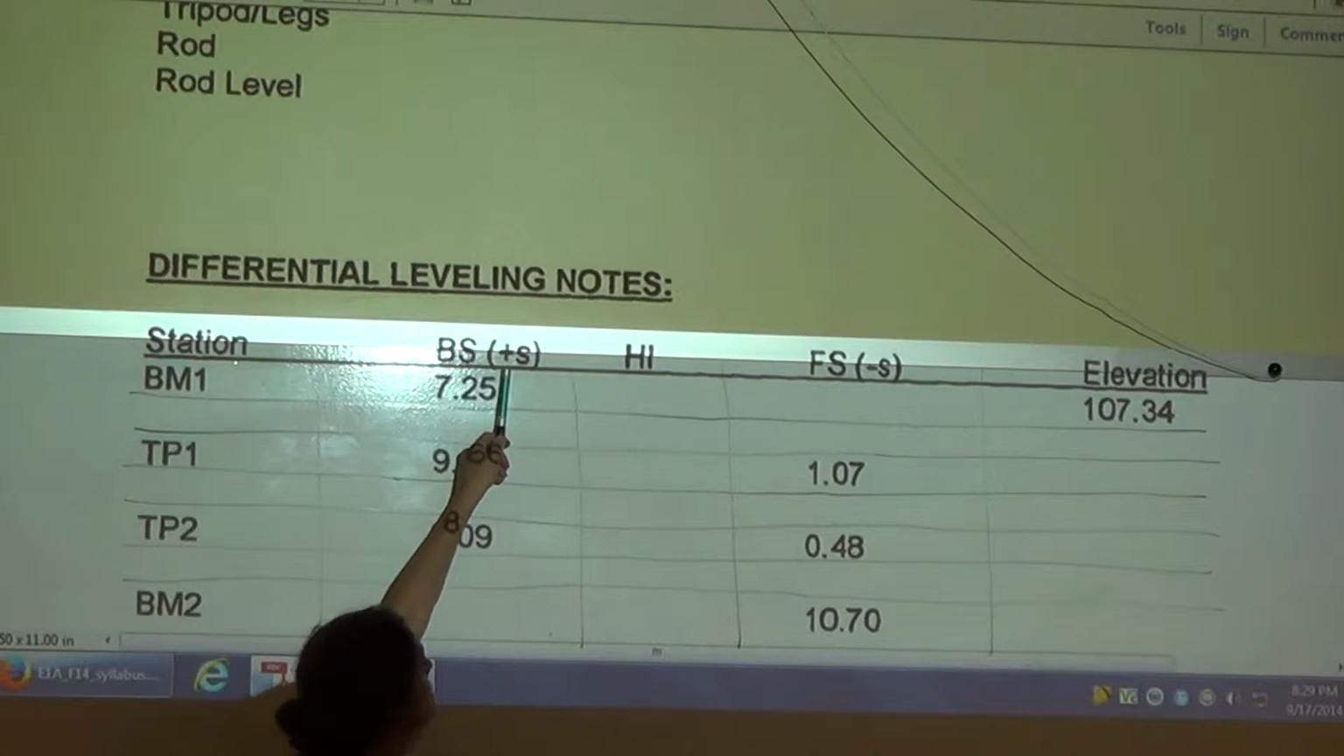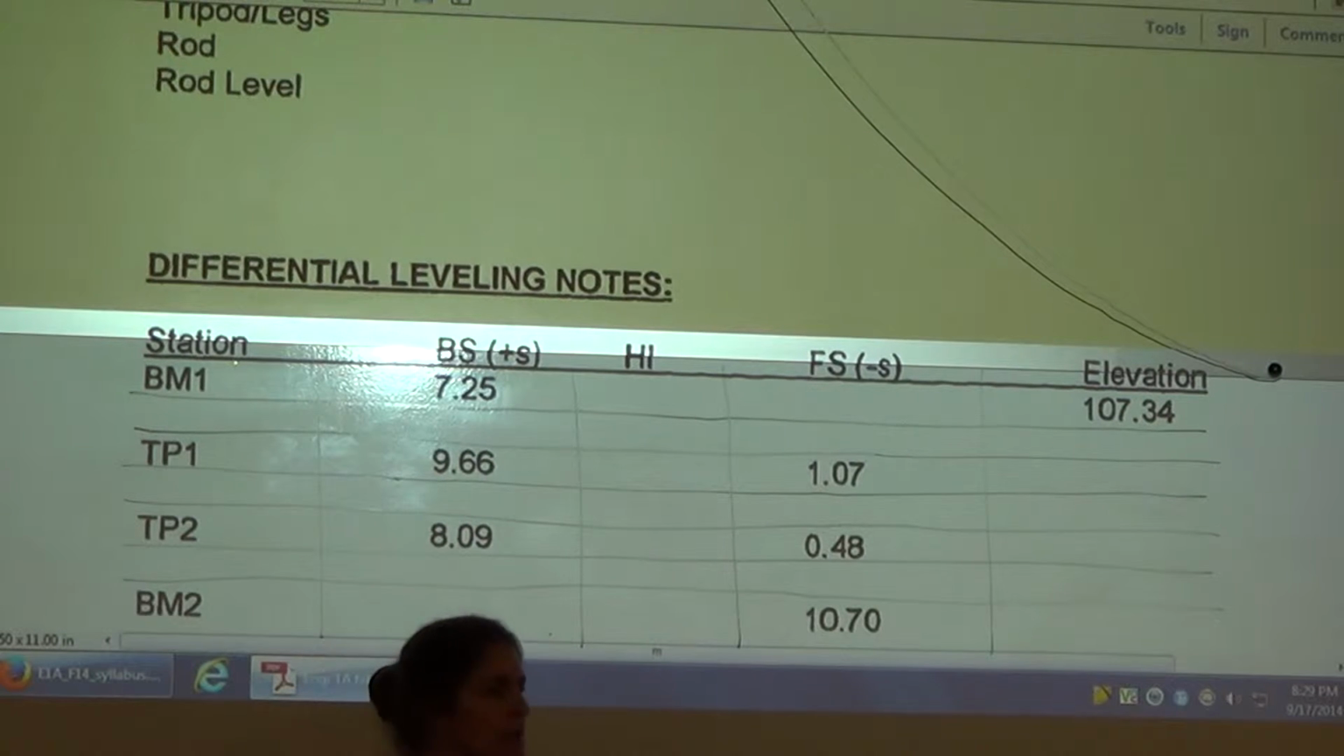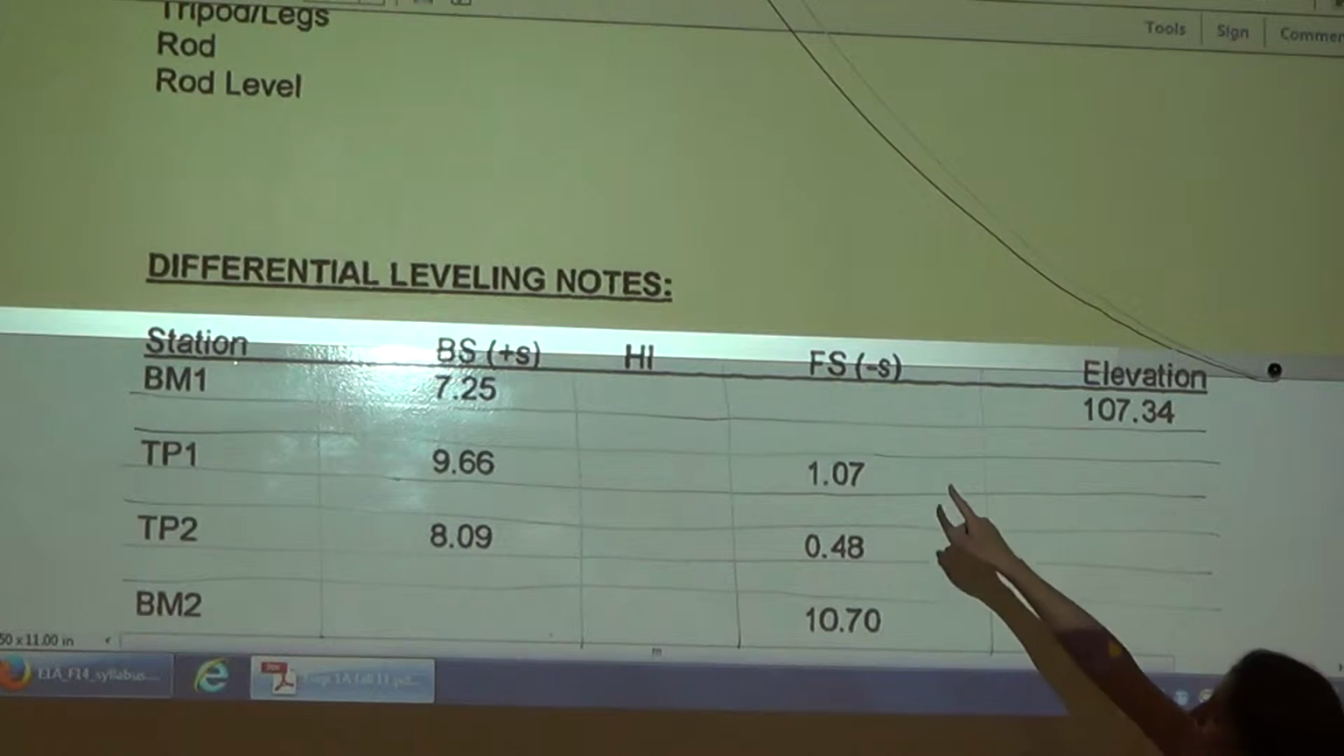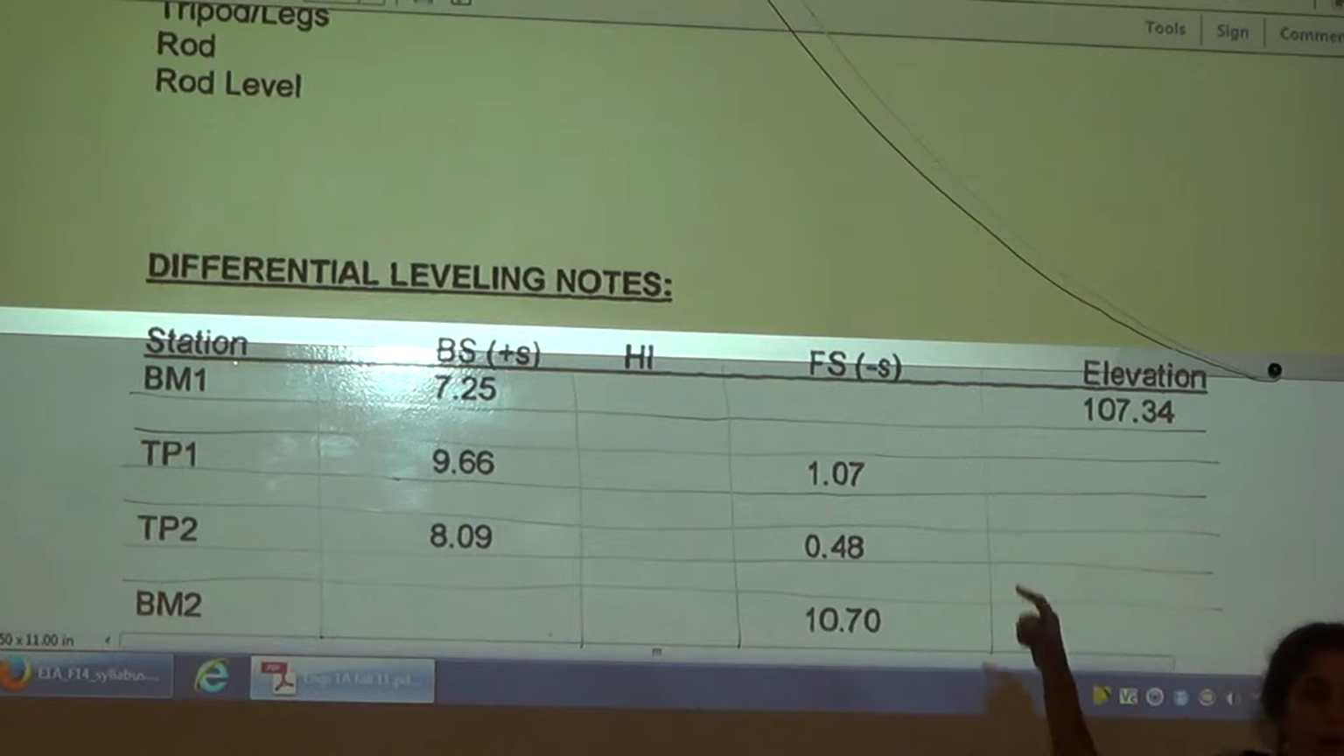A back sight is also called a plus sight. Why is a back sight called a plus sight? Because you add the back sight. And then we have a column for HI, what's that? The height of instrument, but it's really the level to the datum. And then the next column is the foresight, and it's also called a minus sight. Why? Because you subtract it. And then we have the elevation.